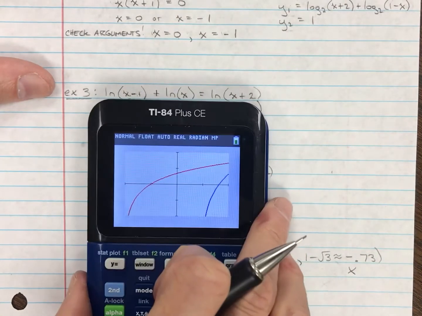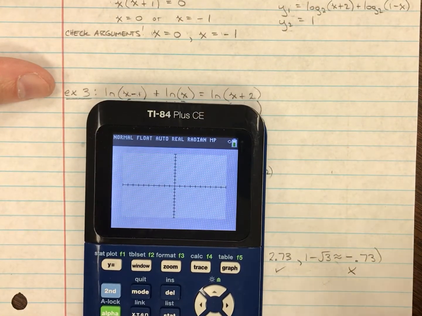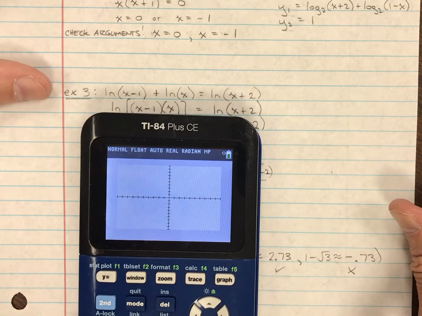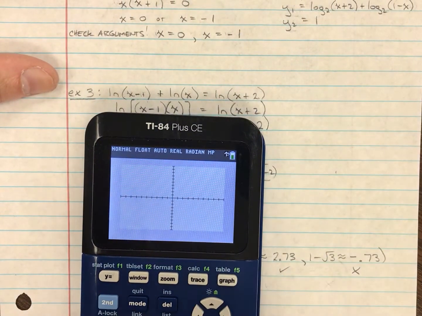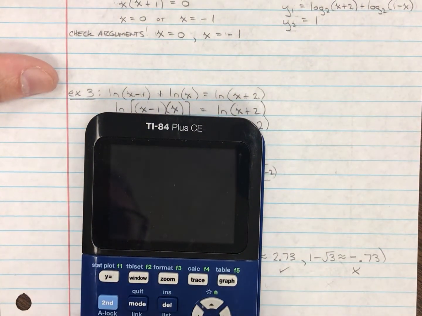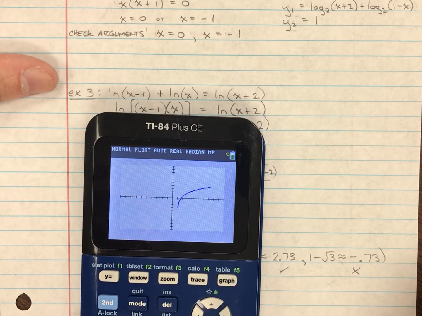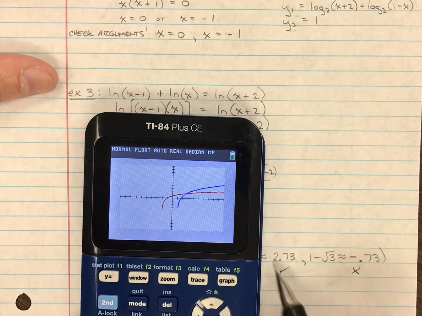Let's zoom out. Let's zoom to standard. Here comes y1, maybe. My calculator is on the fritz a little bit here. Let's go to second off. Turn it back on. And let's try again. There's the y1. Here comes y2. They certainly intersect right there. I'm hoping it's right around 2.73.